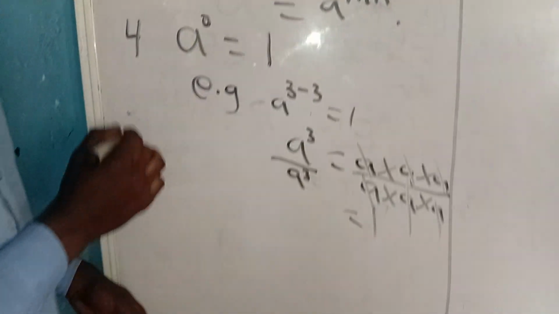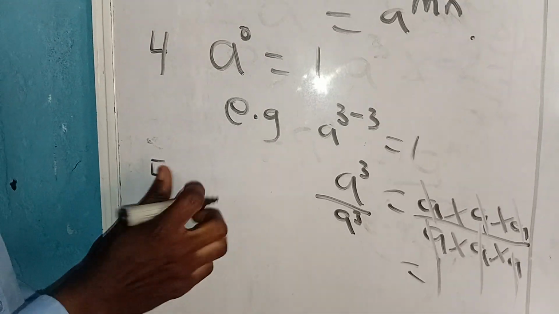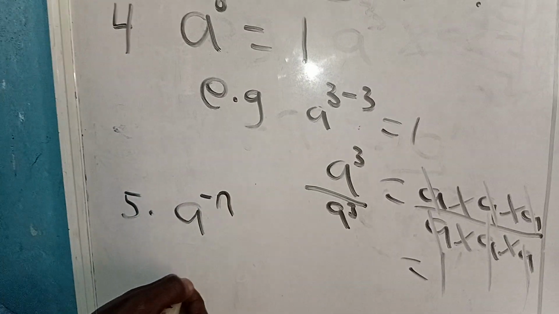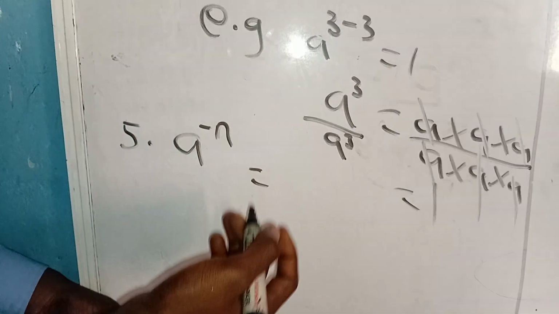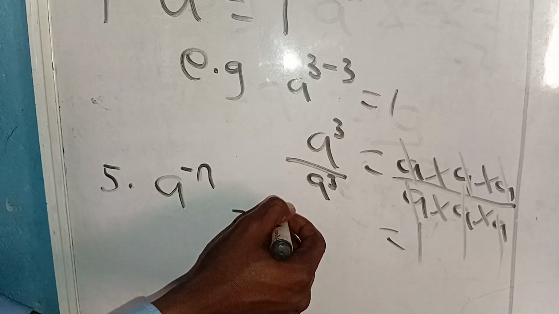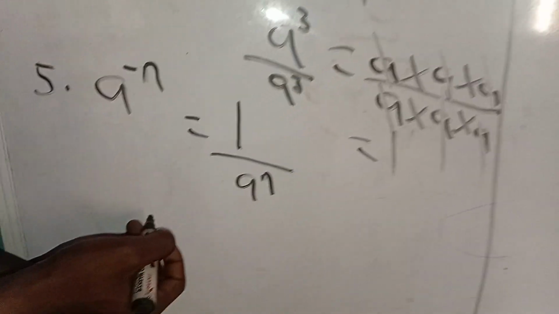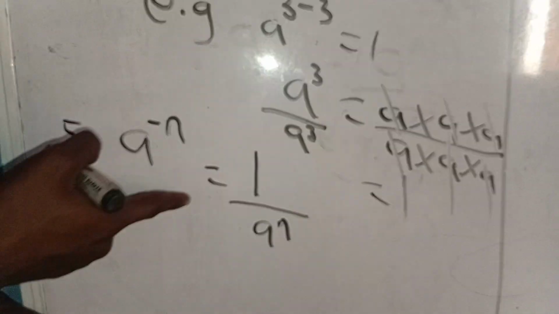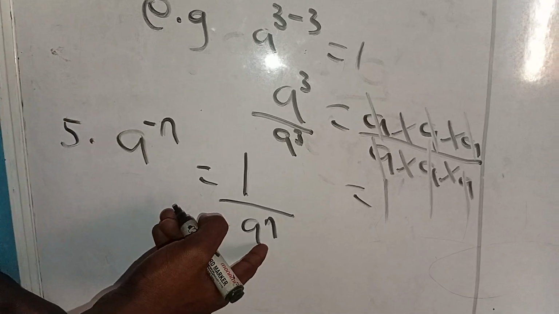Let's look at the fifth law, which is the negative law. You are going to have it in the form of a raised to power minus n. With a raised to power minus n, the negative law talks about how anywhere we see a minus, it becomes 1 over a raised to power n. Why is it like this? It's because this minus changes to 1 over the positive of what you are having here. If we remove this minus, what is left is a raised to power n.